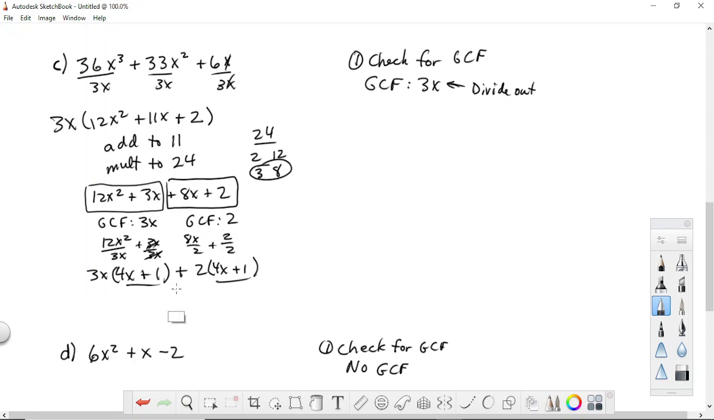So we factor that binomial from each of these, and you have 4x plus 1 times 3x plus 2. Okay, there's our 3x, there's our 2. And that is factored, except we have to remember that at the beginning we factored out a 3x from the whole thing.